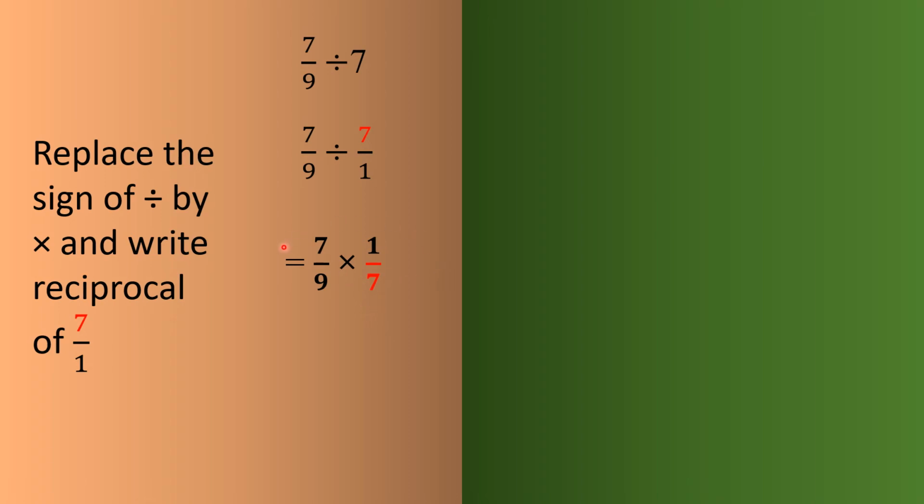So it is your question now. Now it is a question of multiplication. So we will find the product of numerators and the product of denominators. It means 7 multiply 1 and 9 multiply 7. Either you can multiply and simplify later, or we can simplify here also. 7 ones are 7, 7 ones are 7. We can cut 7 by 7. So here your answer will be 1 by 9.